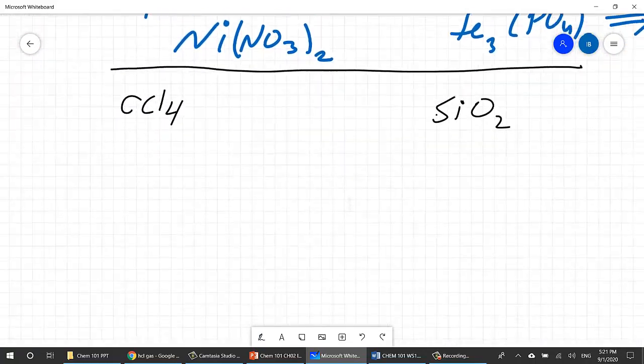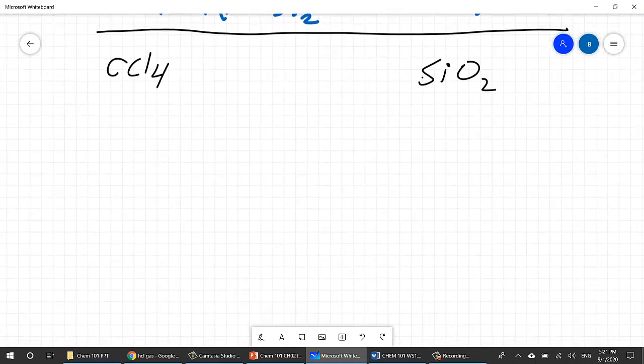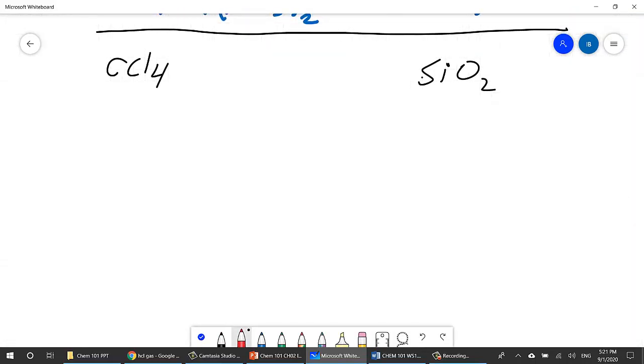Now moving into covalent compounds, CCl4 is one example of a covalent compound or molecular compound. The reason for that is carbon is a nonmetal, and chlorine is also a nonmetal. So you don't name it according to the ionic compound rules. You have to go with the covalent compound rules. So you use mono, di, tri, tetra, and all of these prefixes.